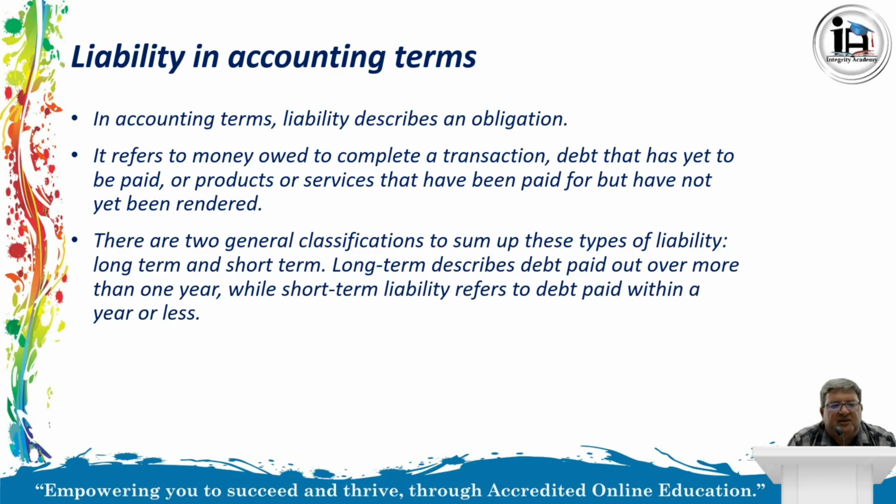In accounting terms, liability describes an obligation. It refers to money owed to complete a transaction, debt that has yet to be paid, or products or services that have been paid for but have not yet been rendered. There are two general classifications to sum up these types of liability: long-term and short-term. Long-term describes debt paid out over more than one year, while short-term liability refers to debt paid within a year or less.